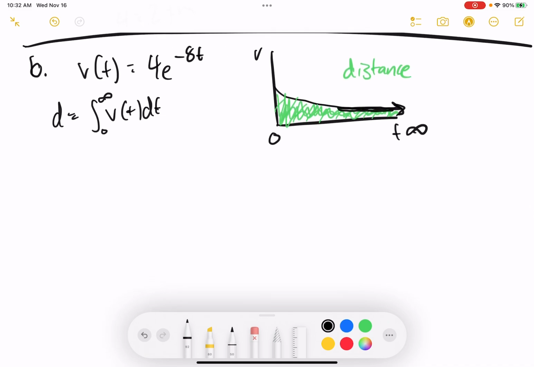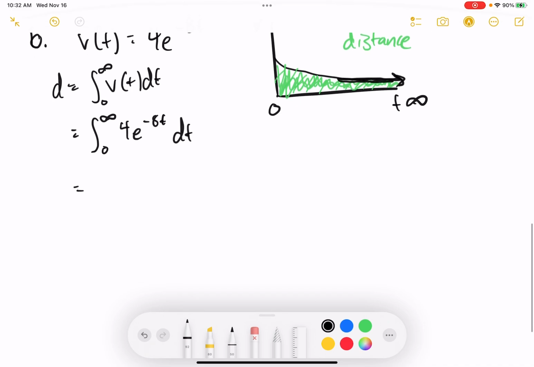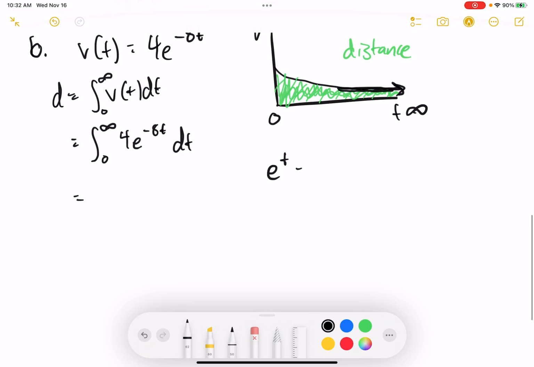This is just going to be an antiderivative. I have the integral from 0 to infinity of 4e to the negative 8t dt. Now I need to take my antiderivative. Remember, the antiderivative of e to the t is just e to the t. But if I have a number in the exponent, it's similar to the antiderivative power rule, where I need 1 over that number. So I'll have 4 divided by negative 8, times e to the negative 8t, and then I'm going to evaluate from 0 to infinity.